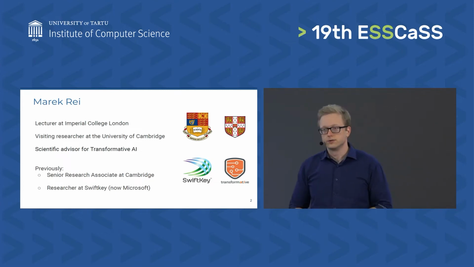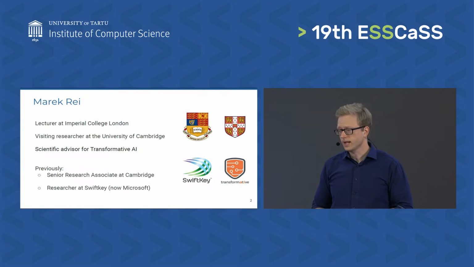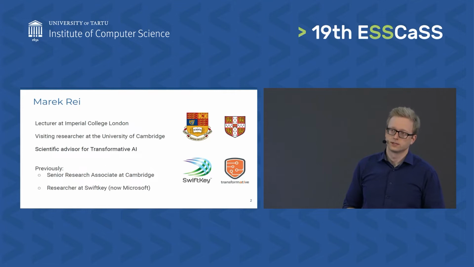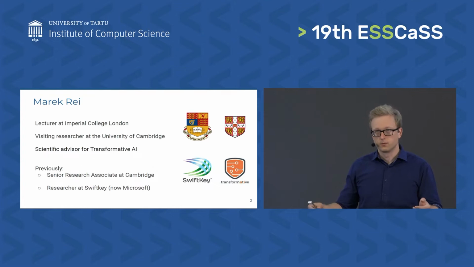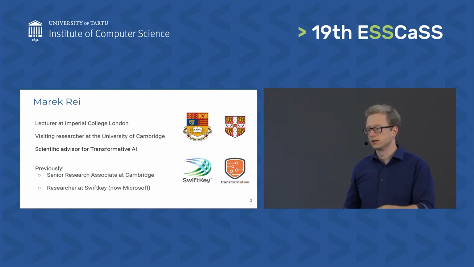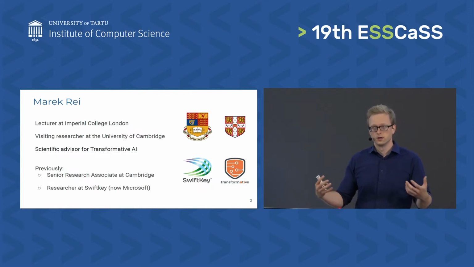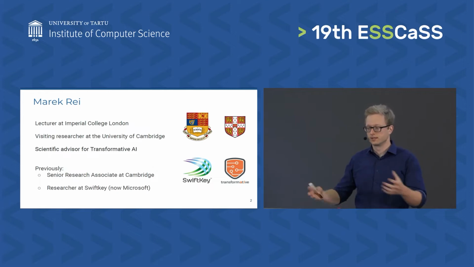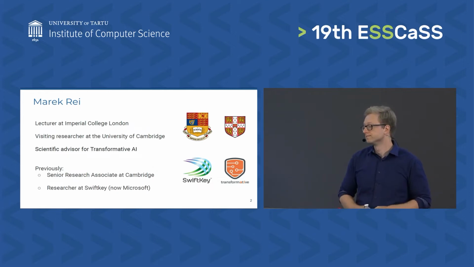I'm also a visiting researcher at the University of Cambridge, and I'm a scientific advisor for Transformative AI, which is a medical technology startup that works on predicting cardiac arrest in critical care patients. There we are actually working with ECG data, but applying a lot of the same ideas from natural language processing. We're also using encoders and neural network transformer models there. So this is one example of how ideas from NLP can be transferred over to very different fields.